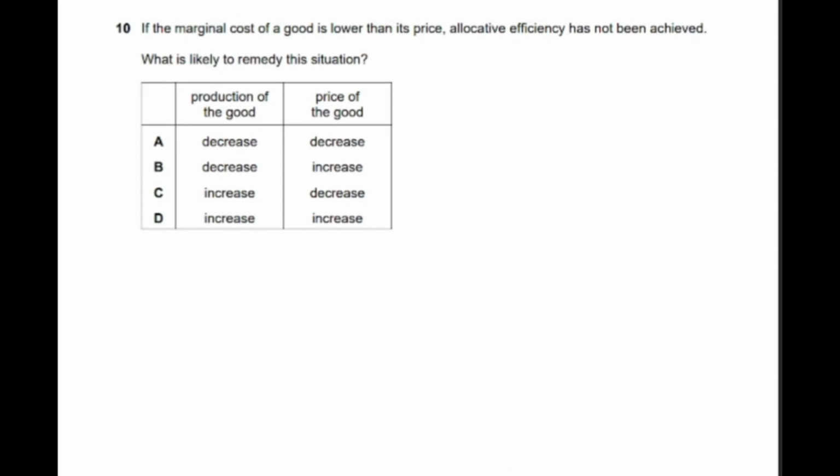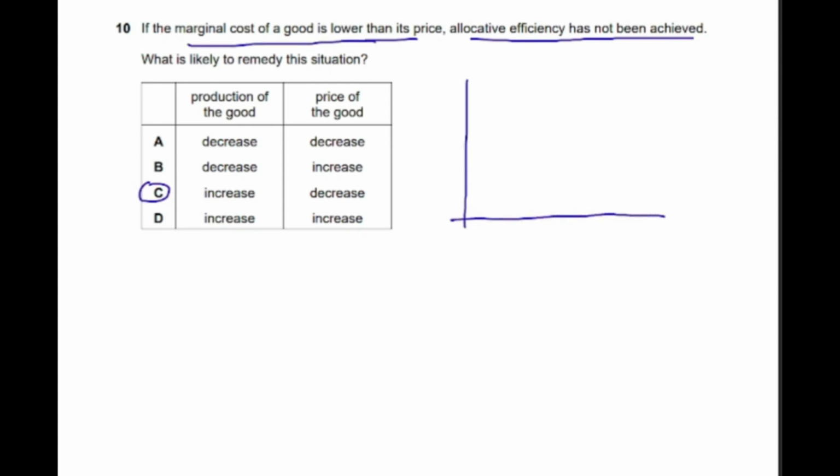If the marginal cost of a good is lower than its price, allocative efficiency has not been achieved. What is likely to remedy this situation? So answer C is correct for this. Production of the good should increase, right? Price of the good should decrease. If you make a technical graph, you can see why it happens here in this graph. This is average revenue and this is marginal revenue and this is marginal cost.